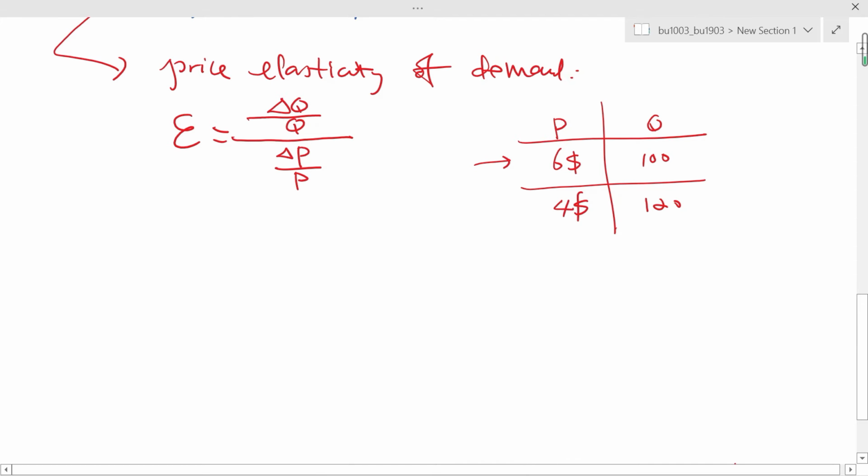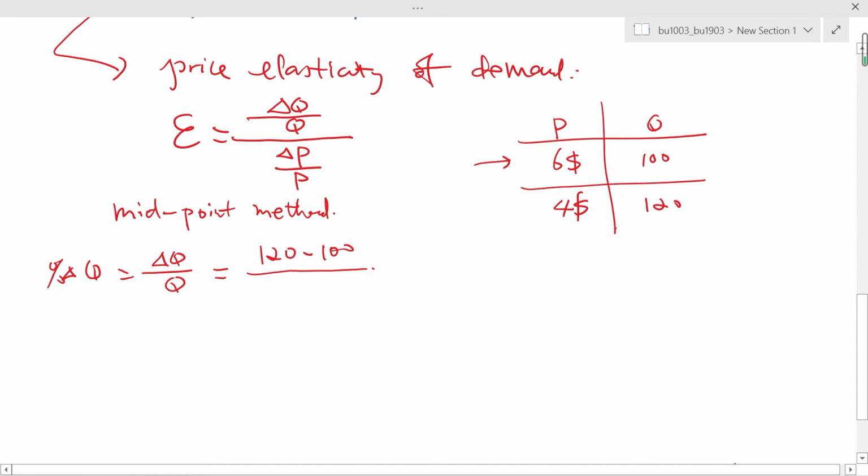In calculating the percentage change of quantity or percentage change of price, sometimes we use what is called midpoint measures. So now percentage change of quantity is still ending quantity 120 minus beginning quantity 100. That's a change of quantity.